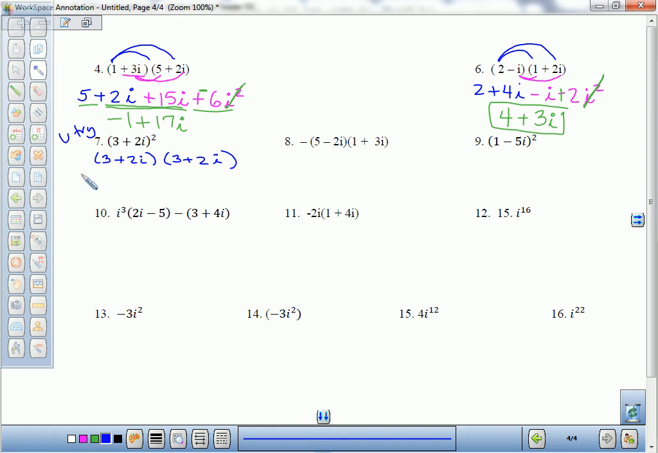When we distribute the 3 through, we get 3 times 3 is 9, and 3 times 2i is 6i. Then we distribute the 2i through, and we get another 6i, and then we get a positive 4i squared. But what happens with this i squared? It changes that to the opposite. So when we add the real parts, 9 plus negative 4 is 5. And then 6i plus 6i is 12i.